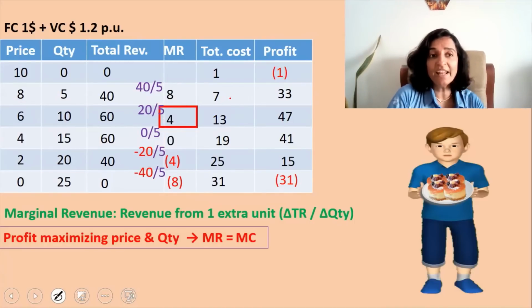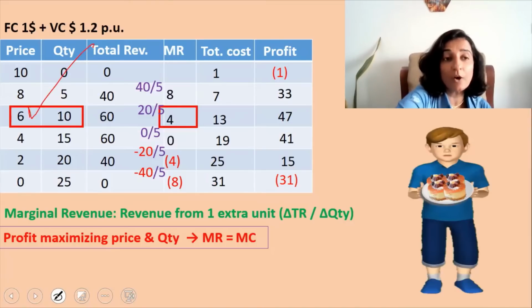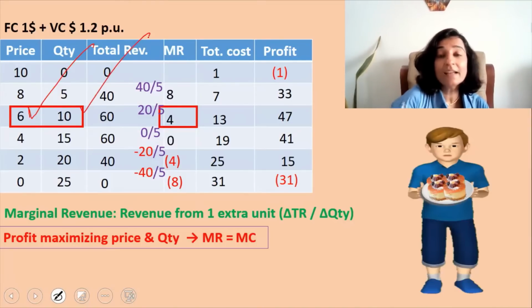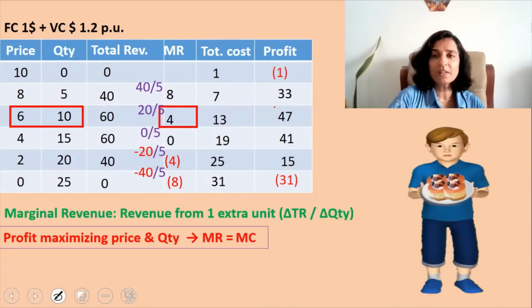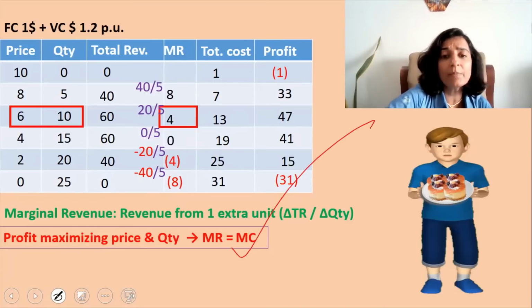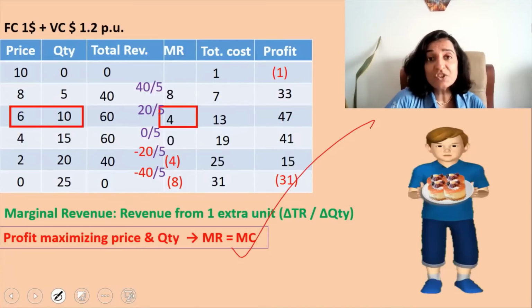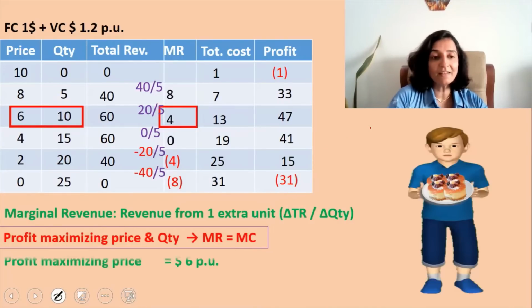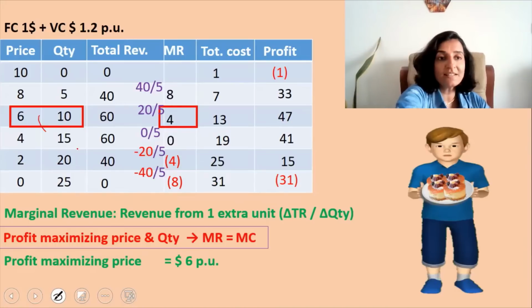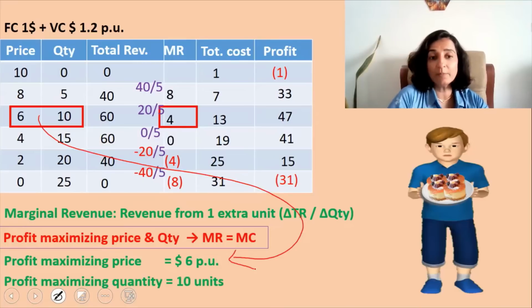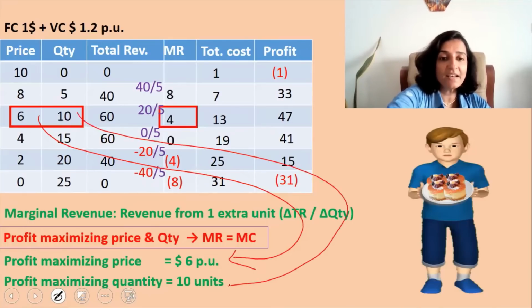So based on the available information, the best price quantity combination according to the tabular method is when we sell at a selling price of $6 and we are able to sell 10 units in total, giving a profit of $47. Now, I already said that we could not find the price quantity combination where the marginal revenue is exactly equal to the marginal cost. That's actually a disadvantage of the tabular system. So according to the tabular method, the profit maximizing price is $6 per unit. That's coming from here. And the profit maximizing quantity is 10 units.